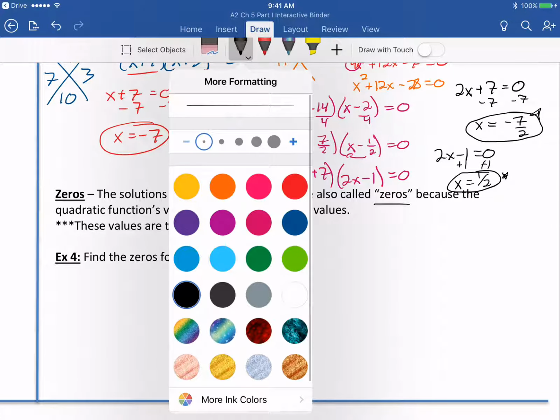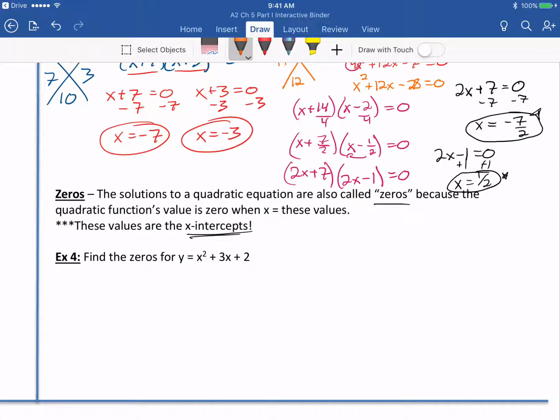Okay, so now we're just going to look at one more example here. It says find the zeros. So I pretty much just plug in 0 for this guy instead of y and go through here and factor. So here, if I factor this, I have 2 on the top of that diamond, 3 on the bottom. Two things that multiply to 2, add to 3 are 2 and 1. So now this turns into 0 equals x plus 2 and x plus 1.